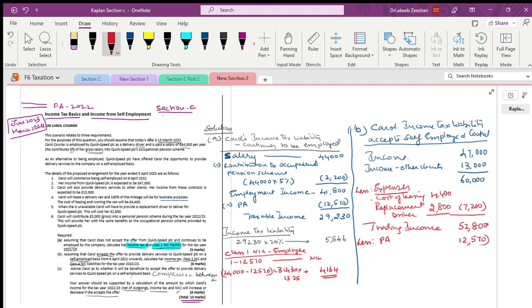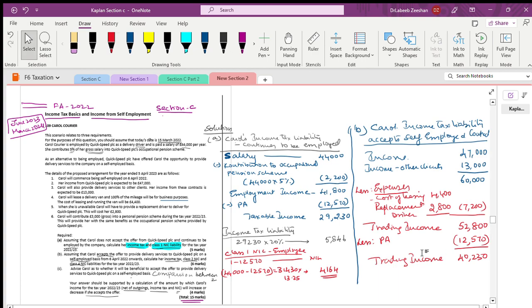Okay, the threshold limit is 12,570. The personal allowance is 12,570. How much will you get? You will get 40,230. This is called trading income.